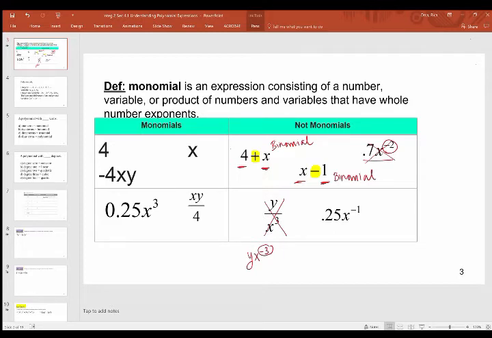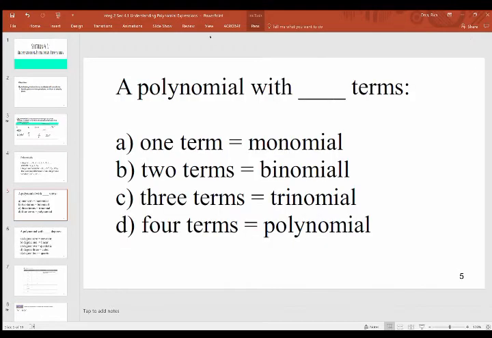That's correct. The negative exponent tells us that it's not a monomial. Now I want to teach you how to name a polynomial given two things. One, you're going to need to identify the number of terms. Two, you need to identify the degree of the polynomial. Let's start with identifying a polynomial given the number of terms.